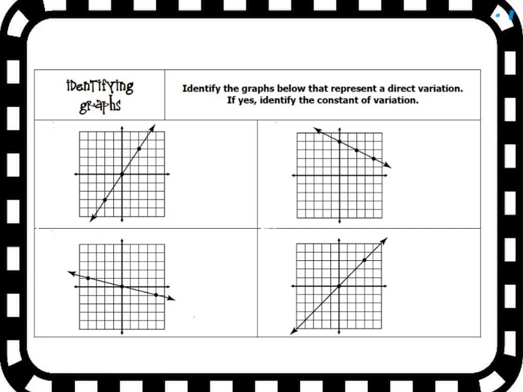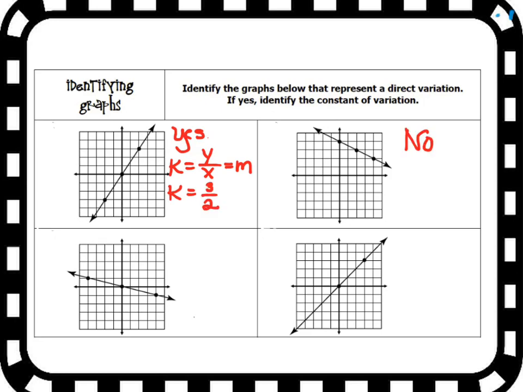Okay, so in this last, I think this is the last one. No, it's second to last. Identifying graphs. It says identify the graph that represents a direct variation. Okay, and this one is yes, because it goes through the origin. And the slope of that line, if you count the rise over the run, is going to be 3/2.